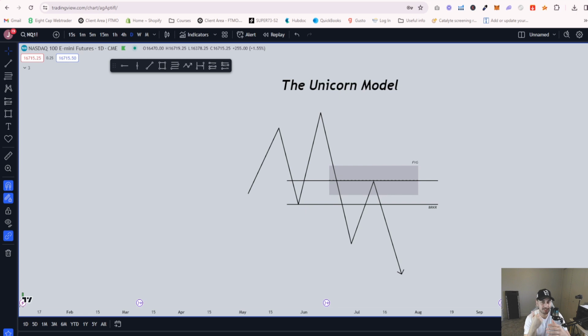Now that you guys understand drawn liquidity, how to build a narrative using the higher time frame, combining that with drawn liquidity, the importance of fair value gap, and then breaker blocks. Now that you know all of those things, it's time to blend it together to use the unicorn model, which is going to be the model and strategy that I recommend you guys use for 2024 to get funded. Now, I have made a video on this specific strategy and model on my YouTube channel.